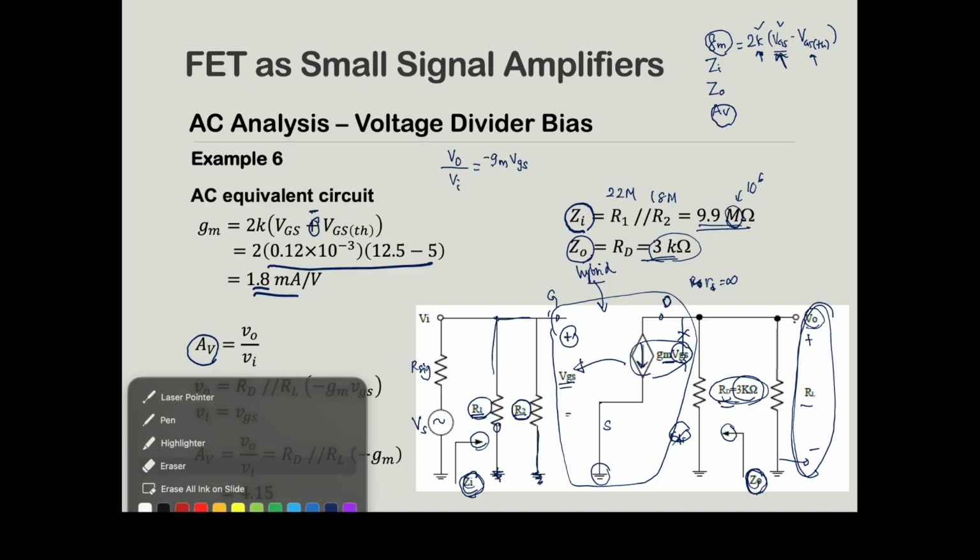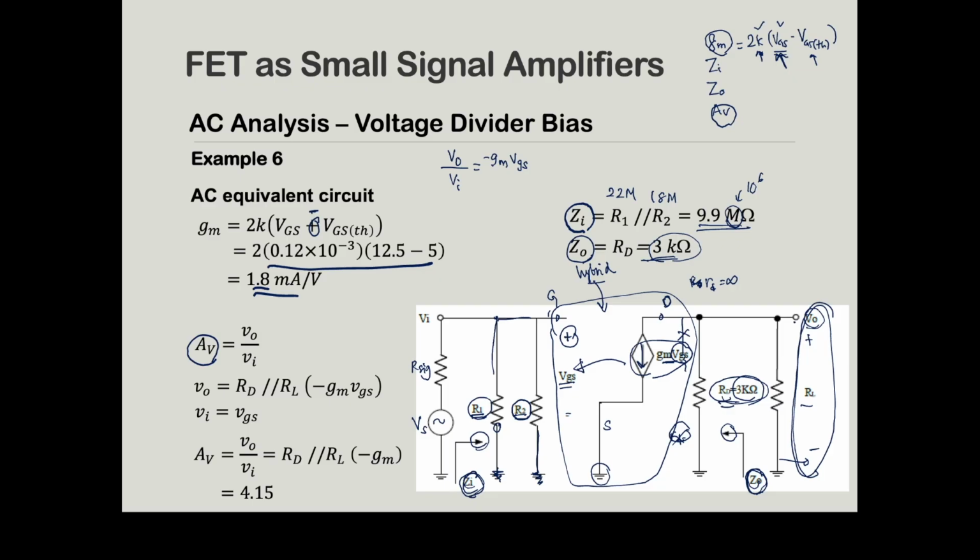Okay, negative gm VGS. Alright, multiply with the output impedance. Don't forget we have another resistor, RL, because we are measuring the output voltage across RL. So we need to include the RL inside our calculation.